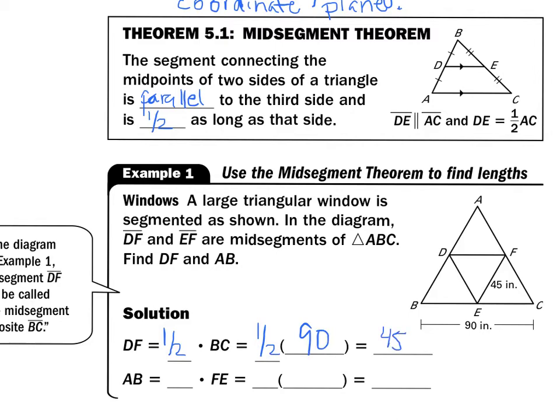AB is the whole thing of FE. So we want twice now of the small FE to equal the large AB. So 2 times 45 or 90.